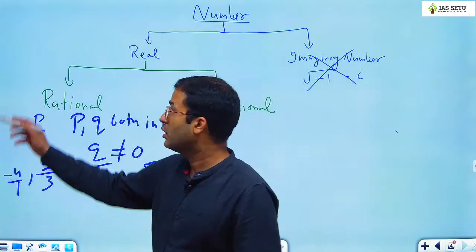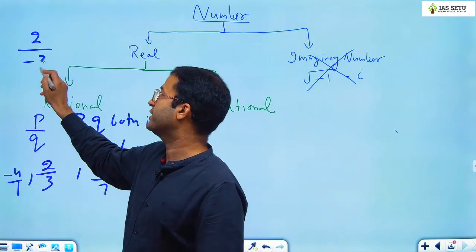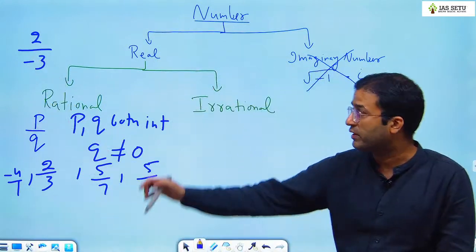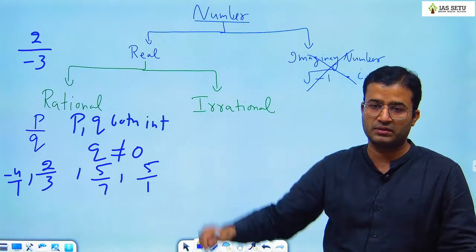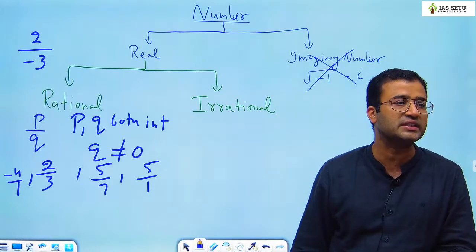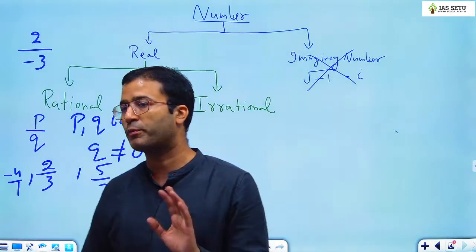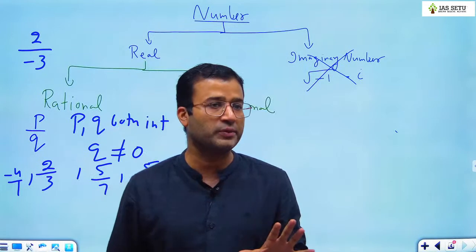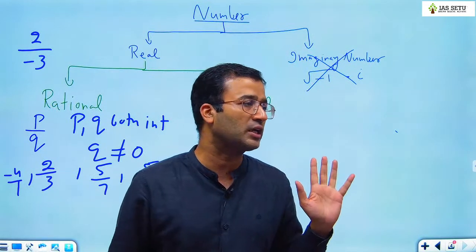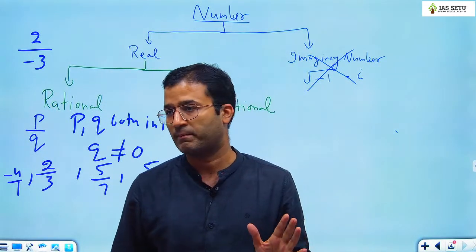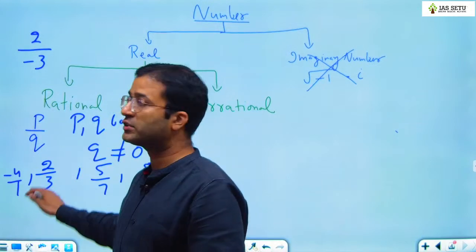I ask you, 2 upon minus 3. Tell me whether it is a rational number or irrational number. Rational. Minus 3 is an integer, it doesn't matter. You can have a negative integer in the denominator. That is not a problem. Both have to be integers, and the denominator cannot be 0. That is the point. So this is the definition of a rational number.